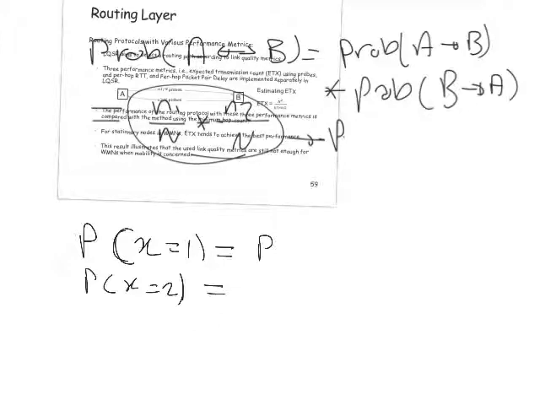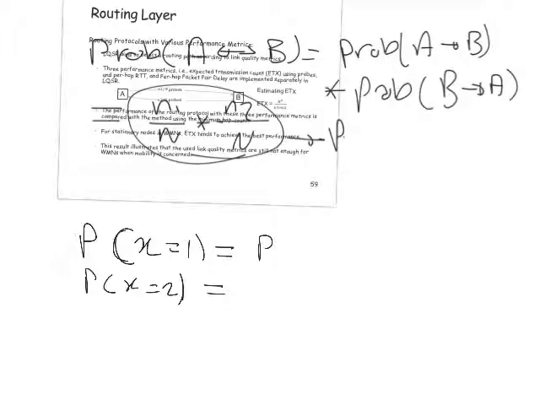So what is the probability that x equals 2? This means that we have to send the packet 2 times. This means what? That we send it the first time and it fails, then we send it the second time and it succeeds. Right? Because if we send it one time and it succeeds, then x equals 1. Okay? So x equals 2 means that we send it the first time and it fails.